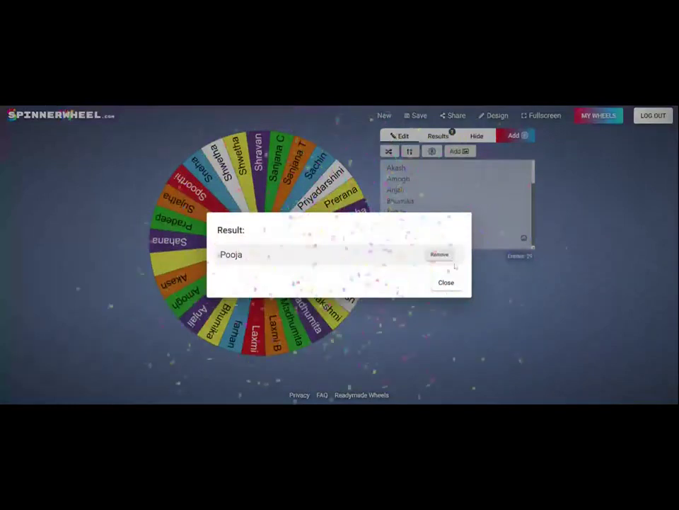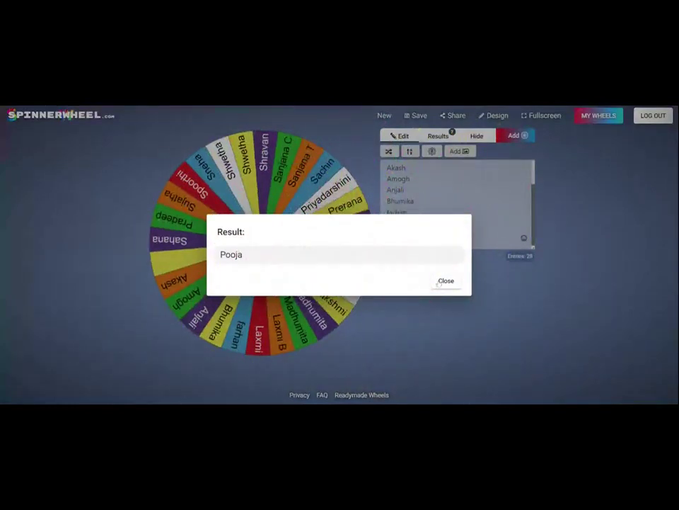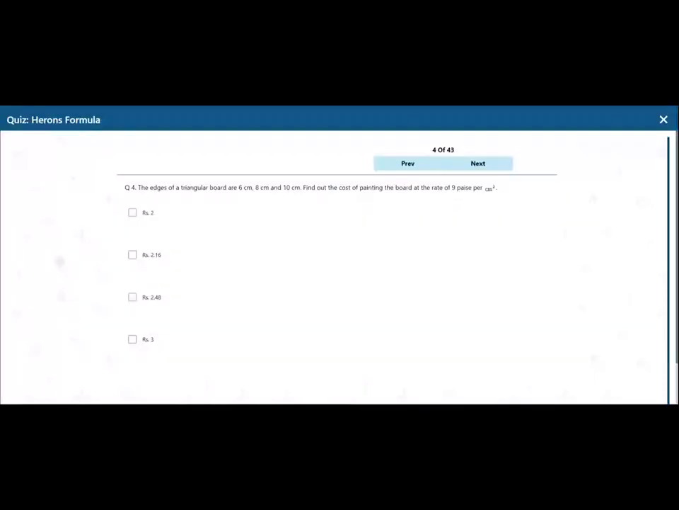Pooja has to answer. Pooja is there? Yes, ma'am. I have to share the screen and then only you can see the question. Pooja? Yes, ma'am. Edges of a triangular board are 6, 8 and 10. Find the cost of painting the board at the rate of 9 paise per centimeter square. Find the area and multiply by 9. You have to use Heron's formula.